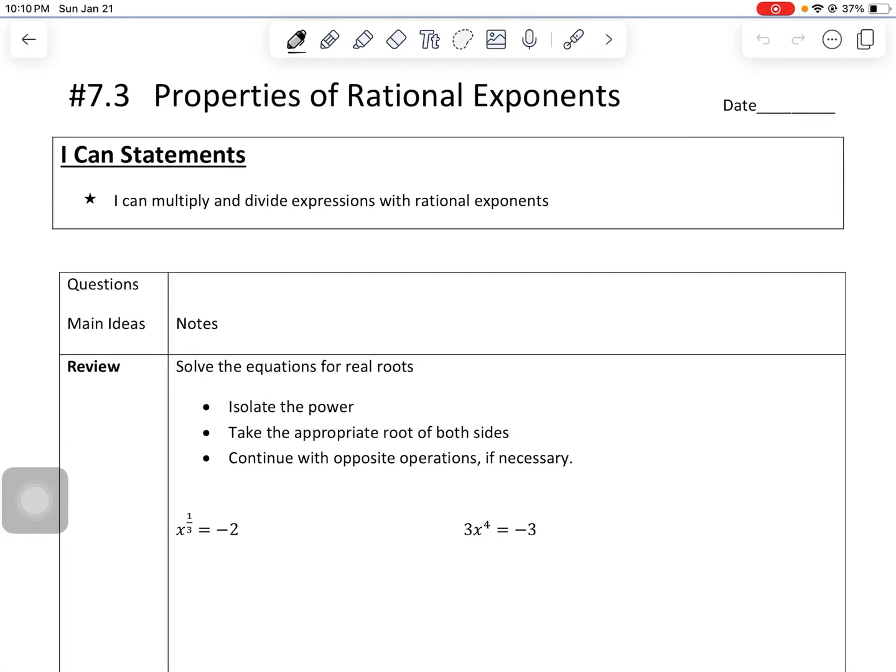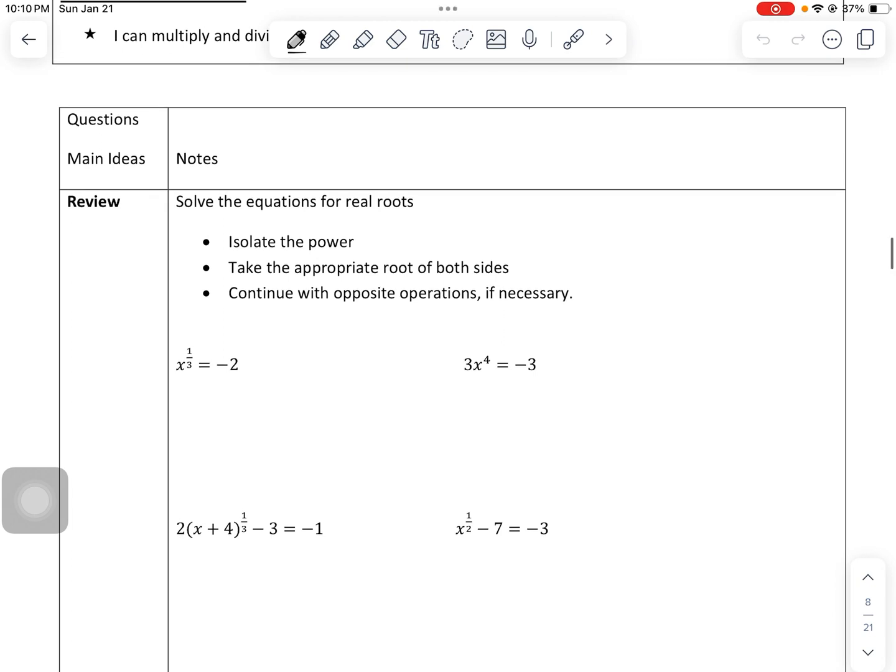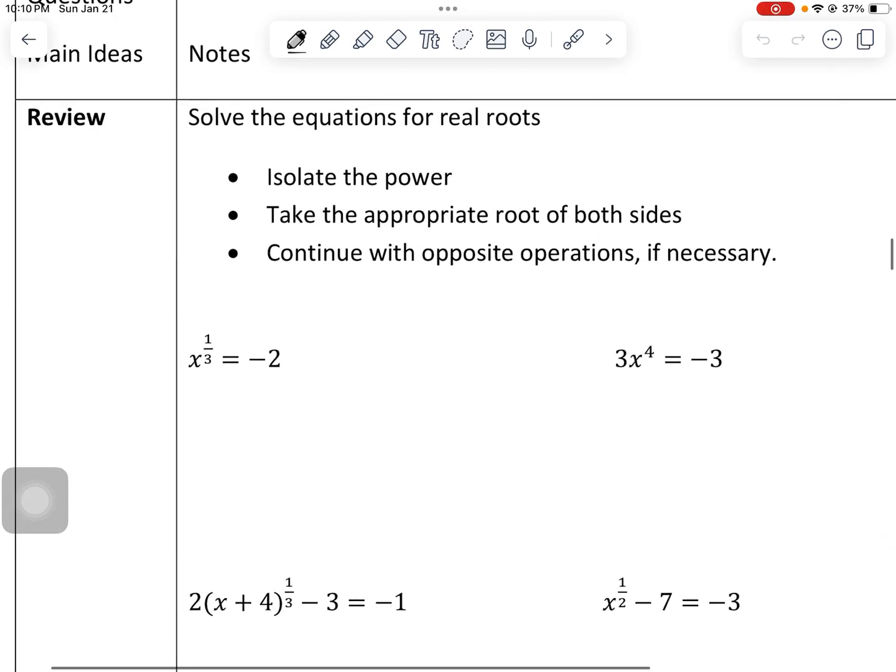Hello, welcome to 7.3 Properties of Rational Exponents. So we're going to do a quick little review to warm up before we get into the lesson.